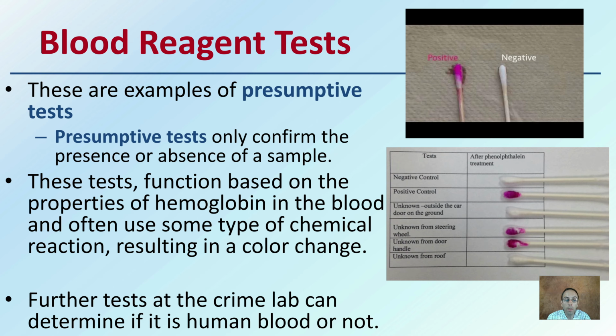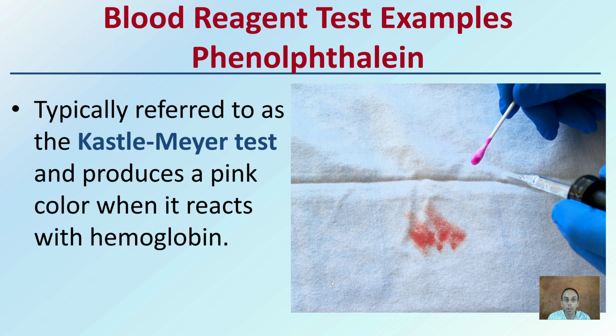These tests function based on the properties of hemoglobin in the blood and are often used with some type of chemical reaction resulting in a color change. In this case, you see the negative being clear, the positive being a purple pinkish color. Further tests at the crime lab can determine if it's human blood or not, but this at least gives the investigator some initial results.